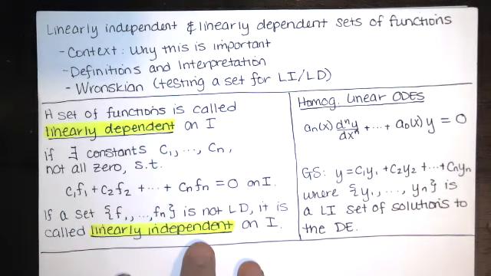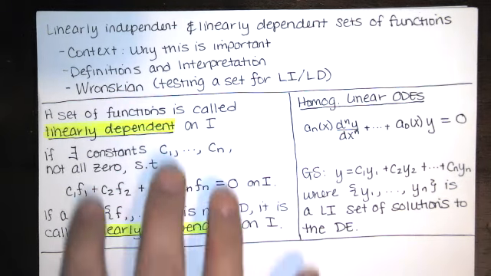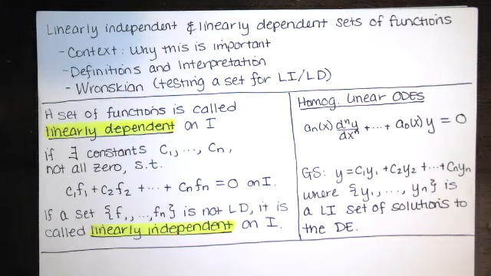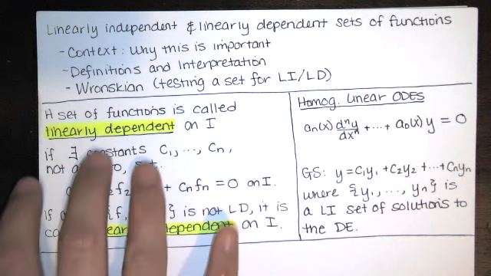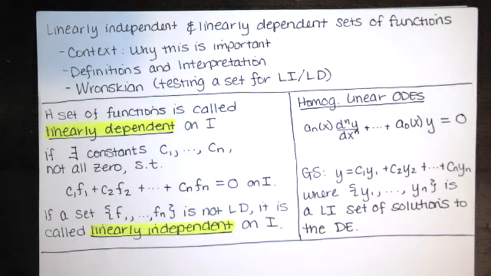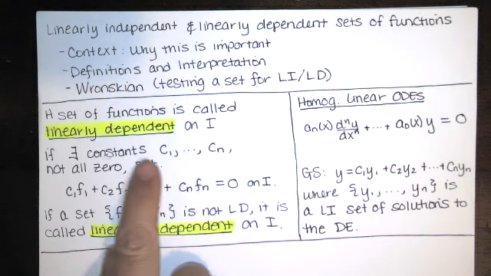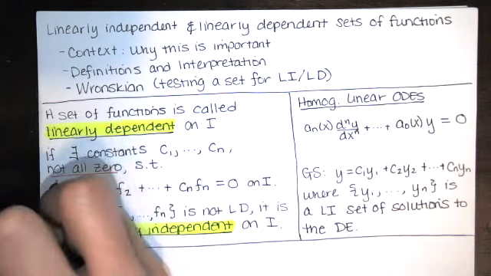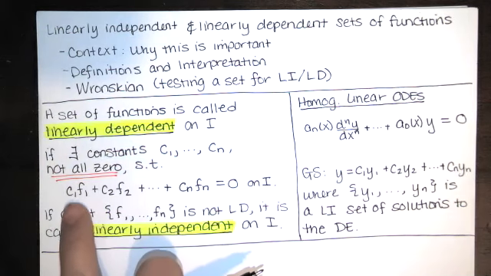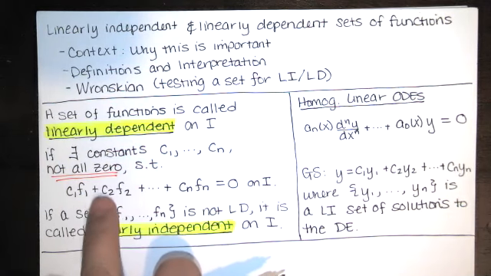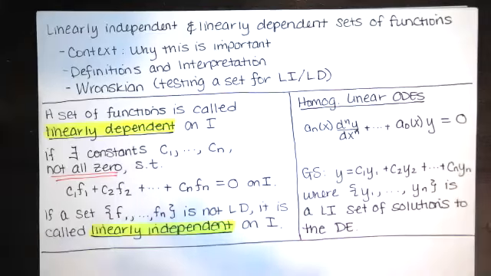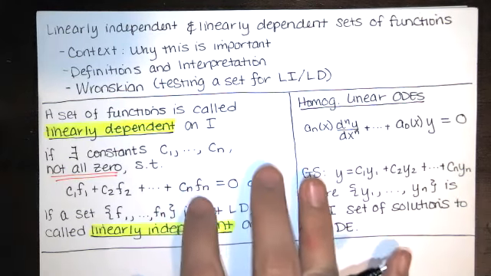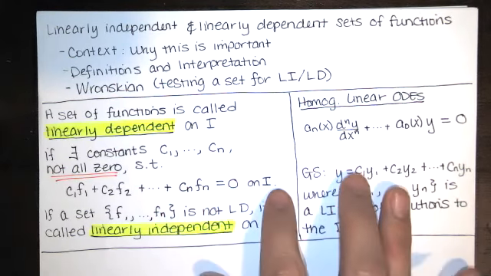So first, we'll provide the definition. And the definition is this. We say that a set of functions f sub 1 through f sub n is called linearly dependent on I if there exist constants c sub 1 through c sub n, not all 0, that is really important, such that c1 times f1 plus c2 times f2 plus c sub 3 times f sub 3 all the way through c sub n times f sub n is equal to 0 on I.